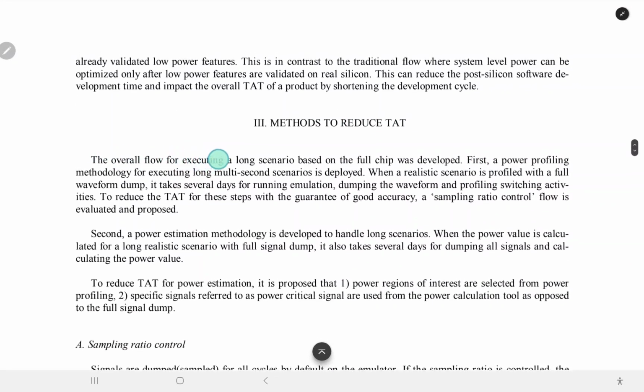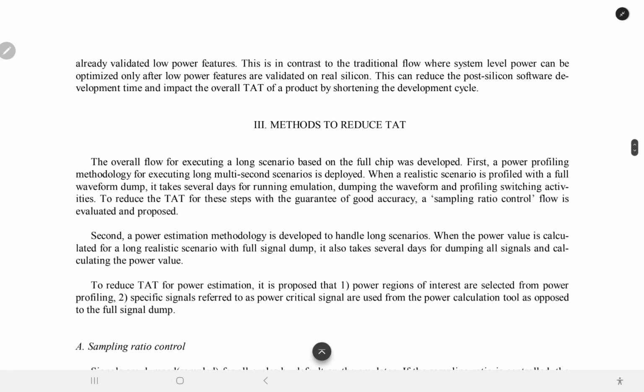The overall flow for executing a long simulation-based full chip power analysis was developed. First, a low power profiling methodology for executing long multi-second scenarios is deployed. When a realistic scenario is profiled with a full waveform dump, it takes several days for running emulation, dumping the waveform and profiling switching activities. To reduce the TAT for these steps with a guarantee of good accuracy, a sampling ratio control flow is proposed.